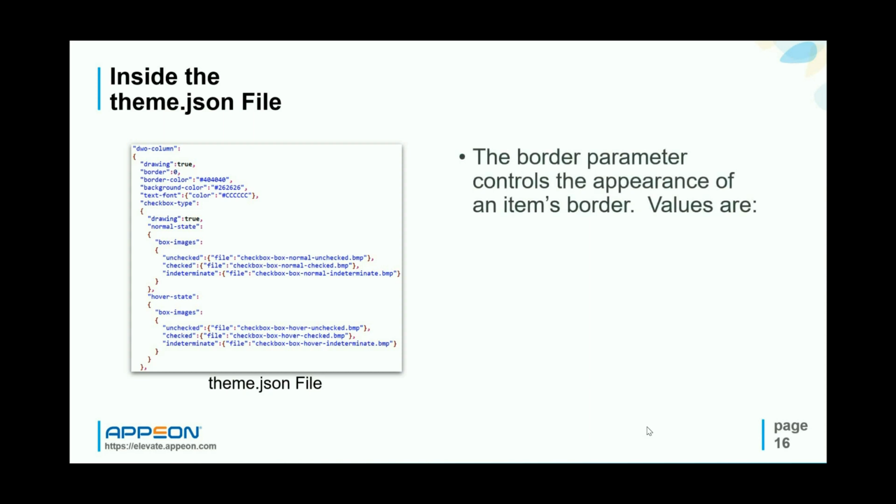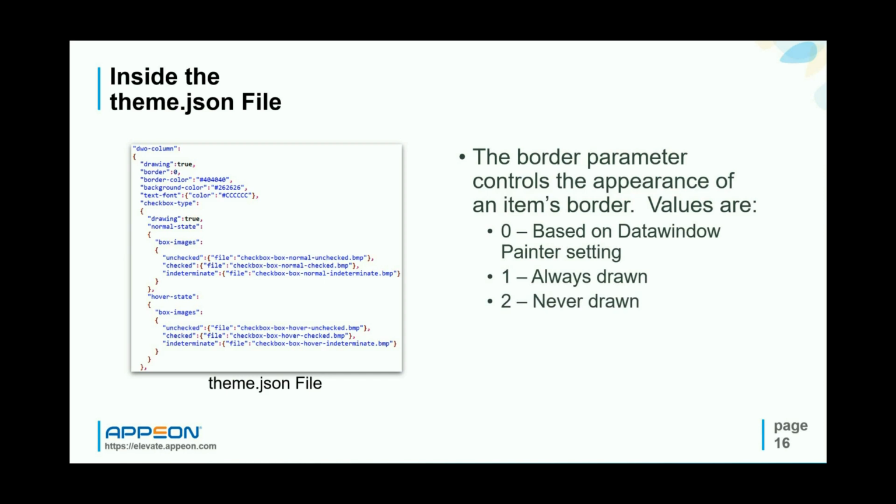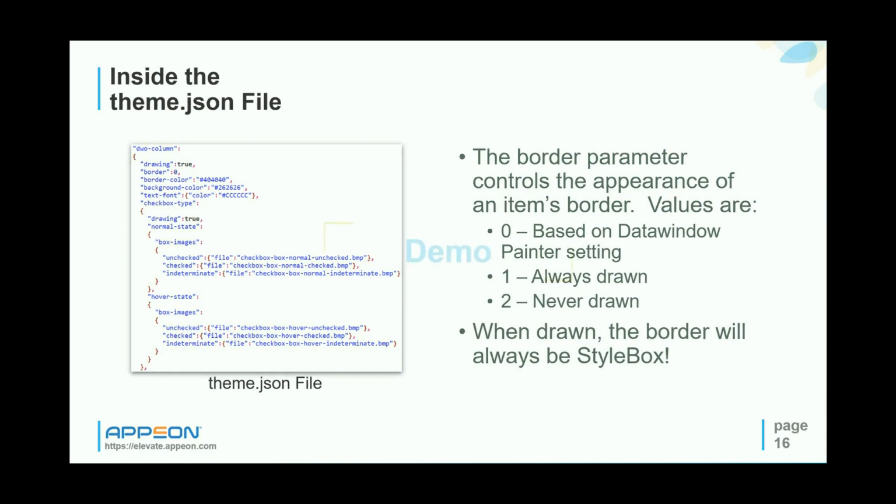There's a border parameter, pretty much 0, different based on the values. It'll determine where it's pulling the actual data windows border setting for the data window from. So if it's 0, it's going to use the setting in the original data window painter. If it's 1, the border will always be drawn, and if it's 2, the border will never be drawn. And just a note, when it is drawn, the style is always going to be style box.